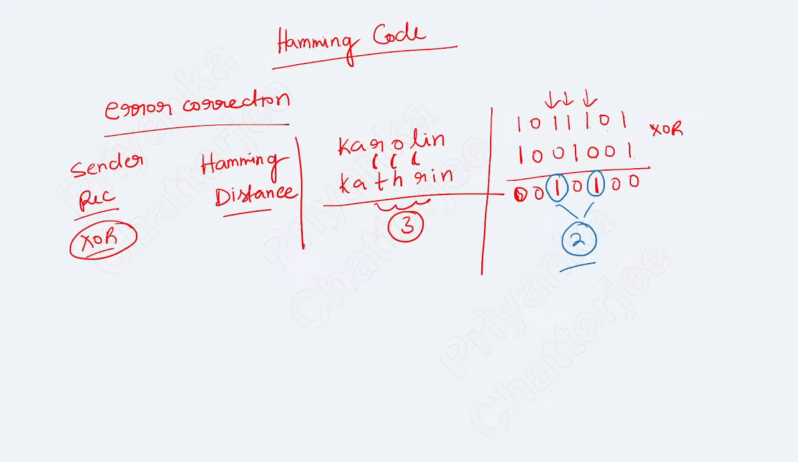Okay. The normal thing is that. This is called the Hamming distance, the difference between the two codes. That is called the Hamming distance.